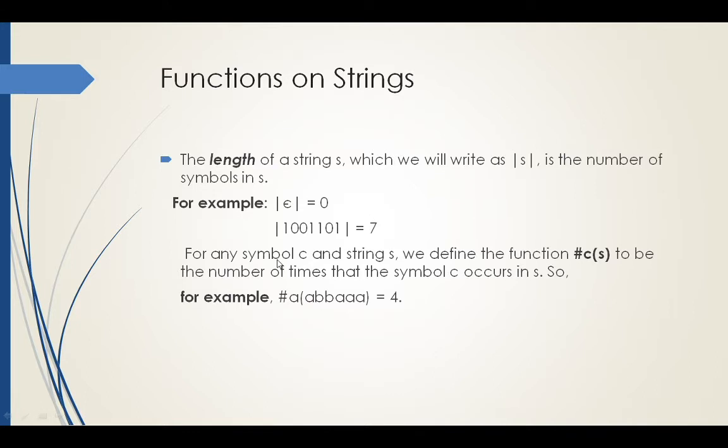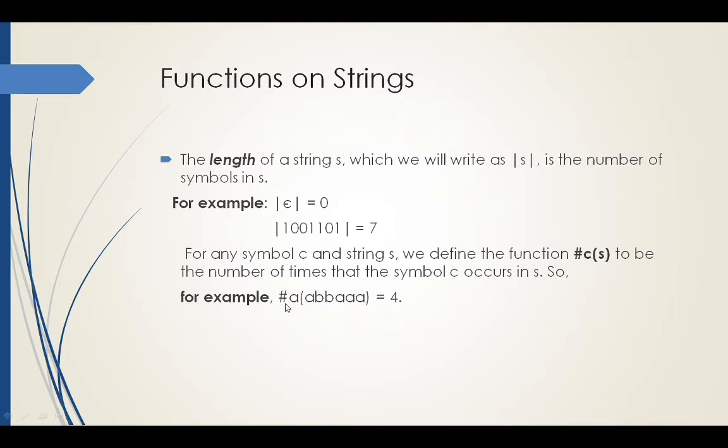Suppose you want to find how many times a particular character is present in the string, then you define the function #c(s). So #c is nothing but the occurrence of character c that you are finding in a string, and s is the particular string. So for any symbol c and a string s, we define the function #c(s) to be the number of times that the symbol c occurs in s. So this function gives the number of times a particular symbol c occurs in s.